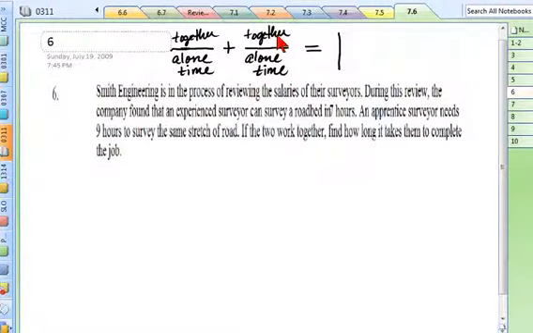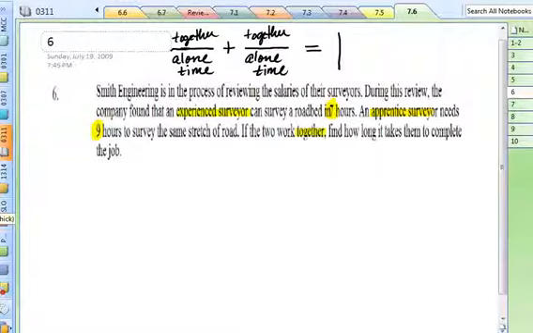All right, now let me read this to you because it is a little distorted. It says, Smith Engineering is in the process of reviewing salaries for their surveyors. During the review, the company found that an experienced surveyor can survey a road in, and this is very squished, that is the number 7 hours. It goes on to say an apprentice surveyor, that's a different guy, needs 9 hours to survey the same stretch of road. If the two work together, find out how long it takes them to complete the job.